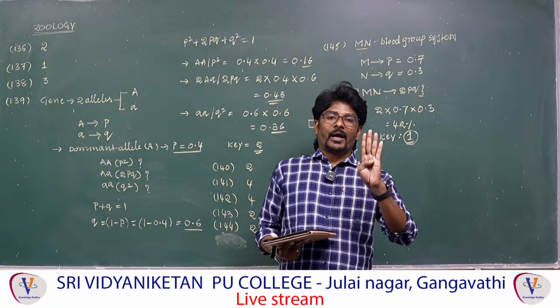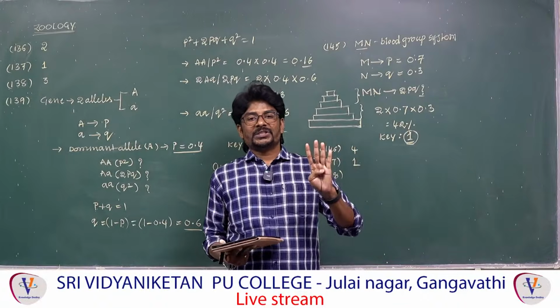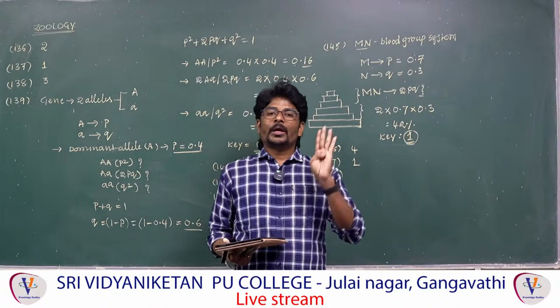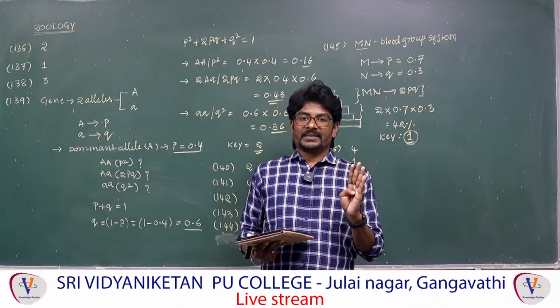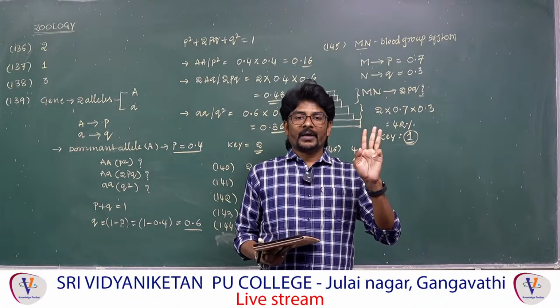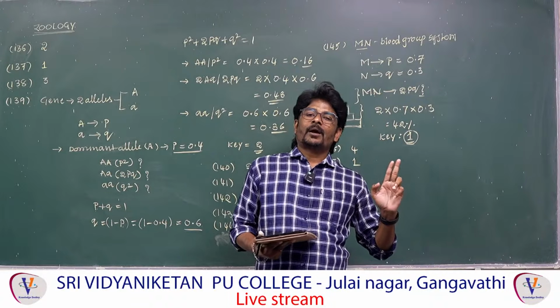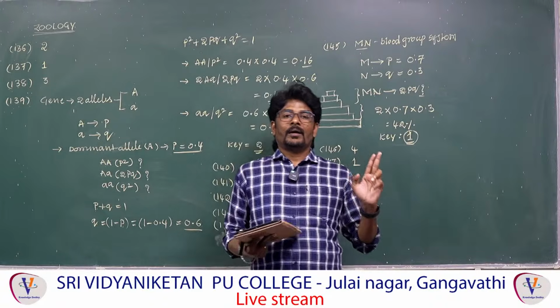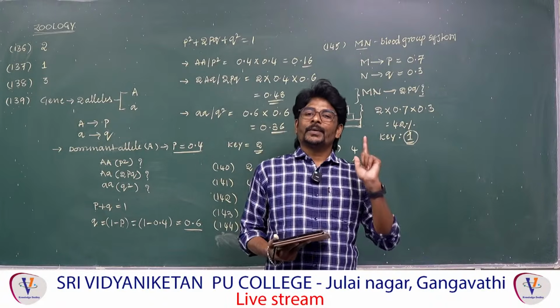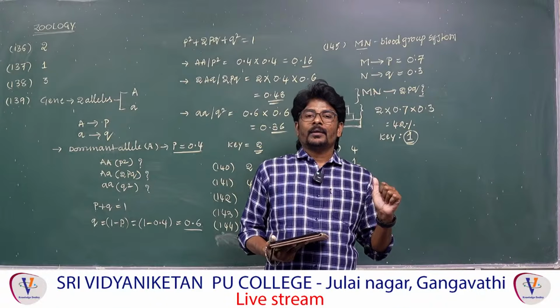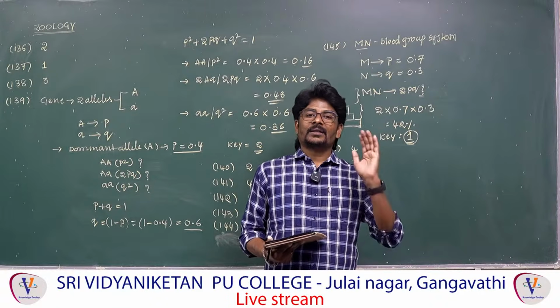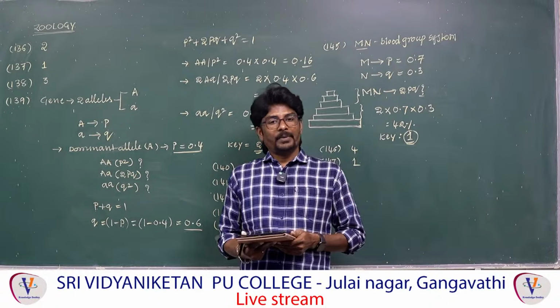So finally, in total we have 4 measures to know the population density of any species. Number 1, total number. Number 2, percent cover or biomass. Third one, relative density. Fourth one, indirect count. These are the 4 measures of population density.